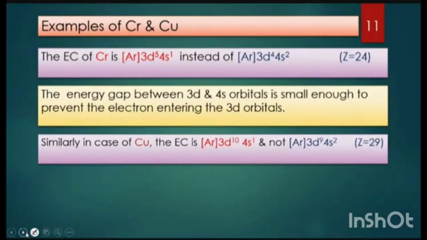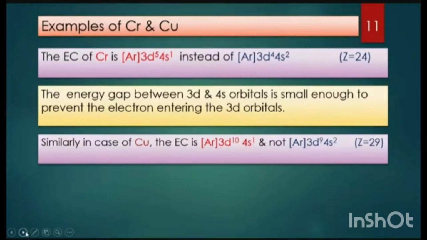So we obtain the electronic configuration for copper as argon core 3d10 4s1. Now carefully observe both the cases, chromium as well as copper. One electron is being shifted from 4s orbital to the 3d orbital. In case of chromium, we have obtained argon core 3d5 4s1. You know that in d orbital maximum 10 electrons can be accommodated, right? So 3d5 is exactly half of its capacity. What I mean to say is, chromium has a half filled 3d orbital.